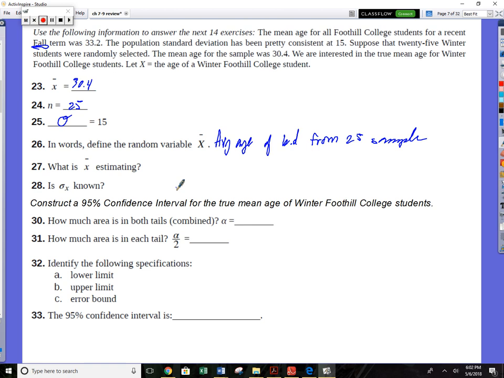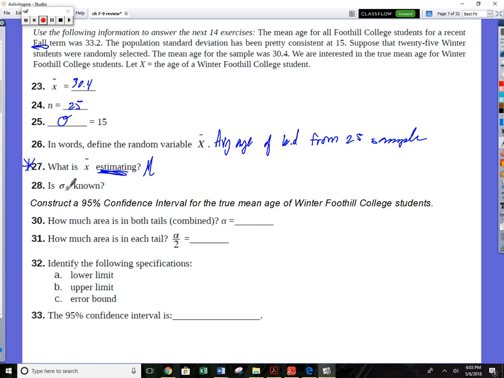Okay, this is a good question. What is x bar estimating? So this average age is actually estimating mu, which is the population average. So we're just taking a sample average. How large is our sample? 25. Is that large? I don't know. It depends on how many kids are at that school. If it was 25 out of 200, that'd be a pretty big sample. But if there are thousands and thousands, that's a pretty small sample. So the larger the sample, the closer you can get to estimating what the population mean is.